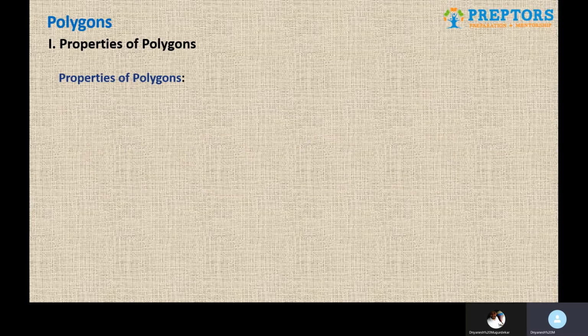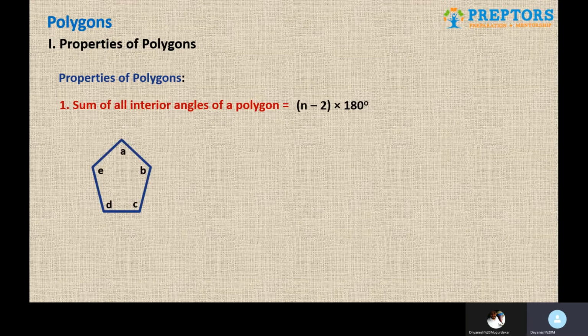Now the properties of regular polygon. The first one, the sum of all interior angles of a polygon is given by the formula (n minus 2) into 180 degrees, where n is the number of sides. Very important. So here it's a pentagon, n becomes 5, 5 minus 2 is 3, 3 into 180 is 540 degrees, the sum of all interior angles of a pentagon. So (n minus 2) into 180 degrees is what we are looking at.